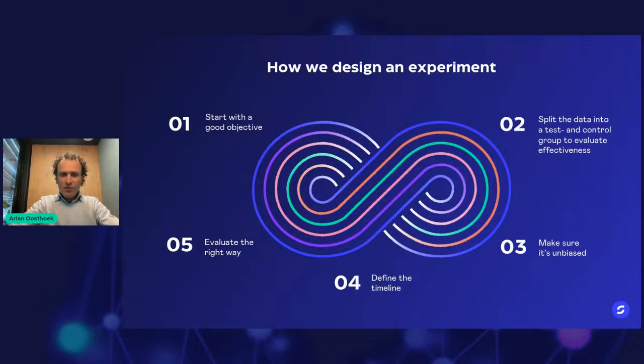So going to step 5, evaluate the right way. And then actually following the steps we did in the previous steps, what was the objective? Did we achieve this objective in the test group? What was actually the outcome of the control group? What is the difference? Because this is how we can validate and evaluate the effectiveness of the experiment.